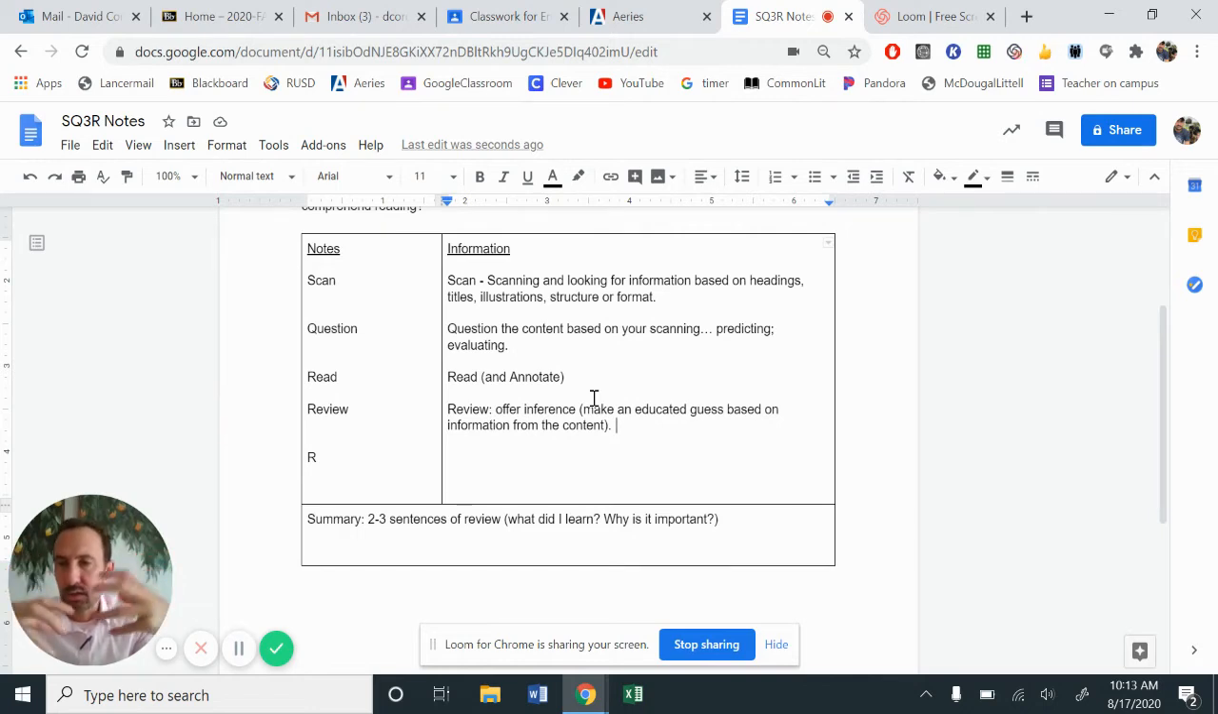You kind of collaborate, you kind of come up with this idea about what is happening. So offer inference, okay? At this point, when you review, you also discuss with friends, with classmates. Okay, discussing with friends or classmates helps you verbally process. It helps you comprehend a little bit better.